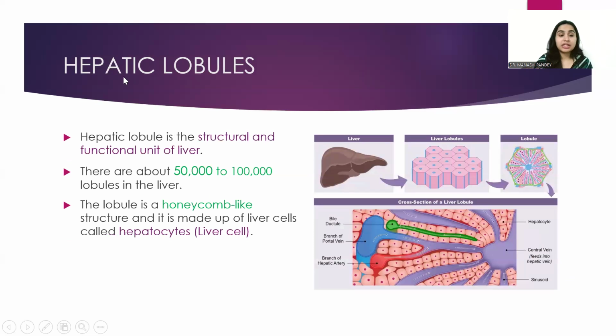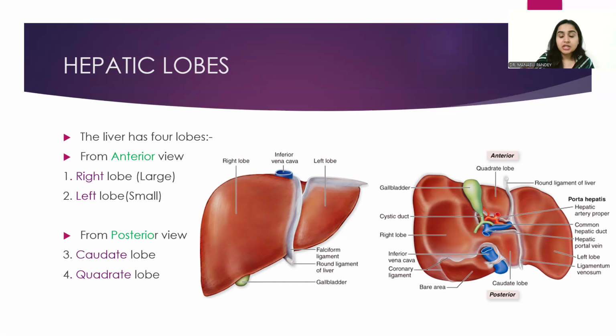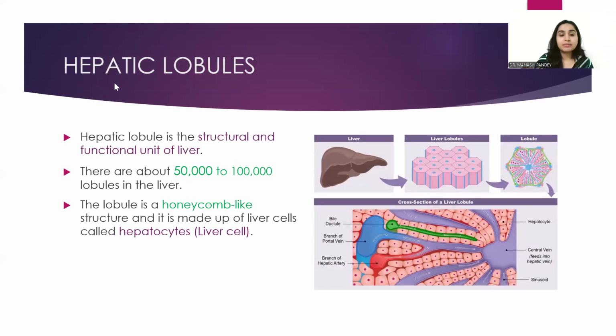Now we are looking at hepatic lobules. Previously it was hepatic lobes. Now we are going to see hepatic lobules, which are the structural and functional unit of the liver, and they are about 50,000 to 1 lakh lobules in number in our liver. This lobule is a honeycomb-like structure and it is made up of hepatocytes or the liver cells.